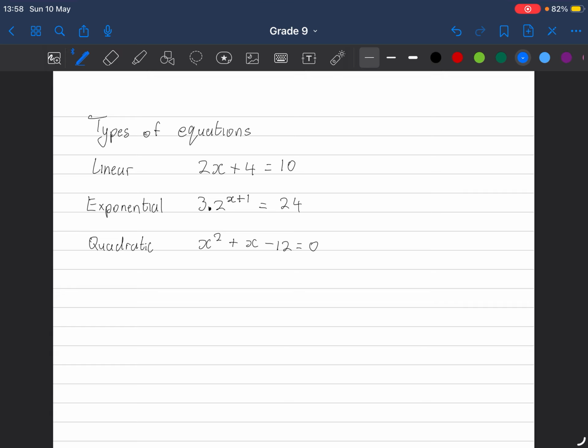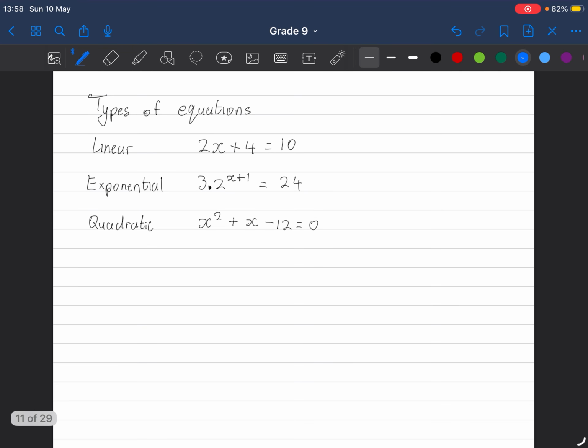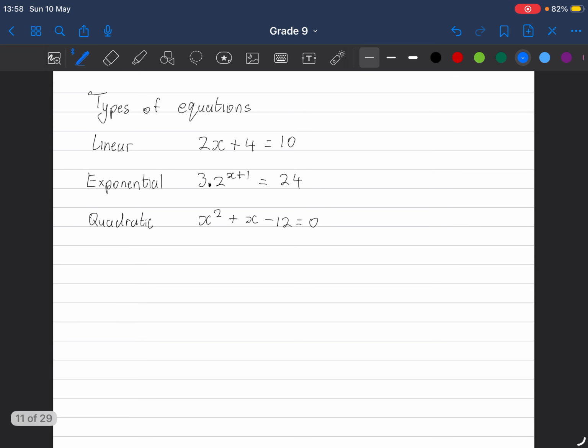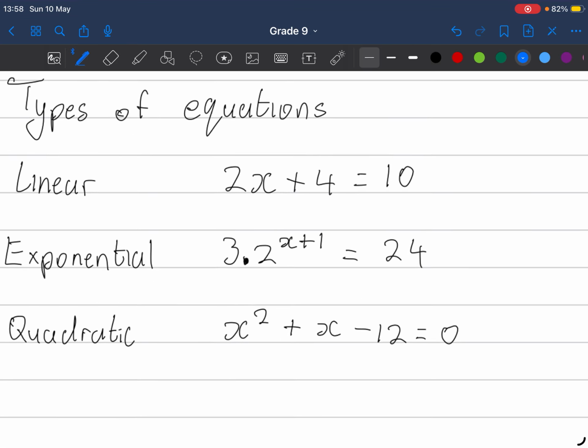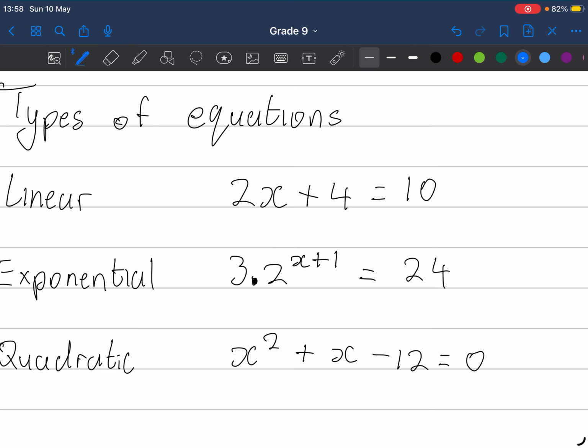There's about 27 examples that I'm gonna do. Each one of those examples is gonna be slightly harder than the next. There might be a bit of repetition just to make sure we're okay, but let's go ahead and get into it. A linear equation, by the way, is an example of 2x plus 4 is equal to 10.